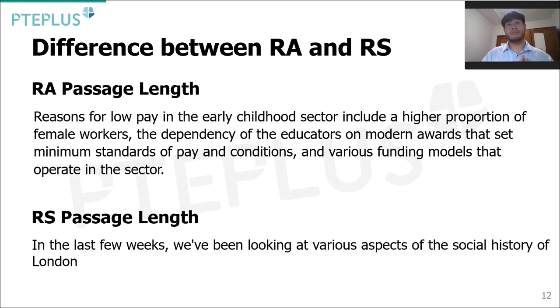Another key difference between RA and RS is the passage length. As I'm sure you guys can see, on the first half, we've got a RA passage, which is between 50 to 70 words. So that's a lot of words. And on the bottom half, we've got a RS sentence, which is between 10 to 15, 16 words, which is much fewer. So what does this difference between passage and sentence length mean for us?